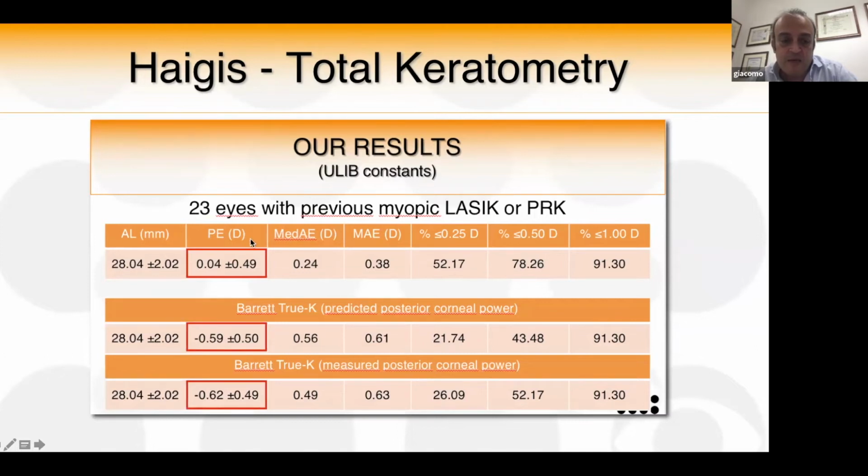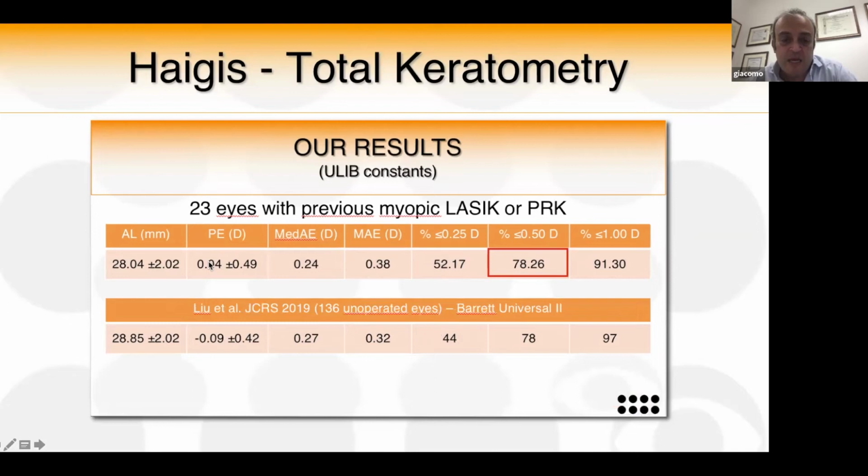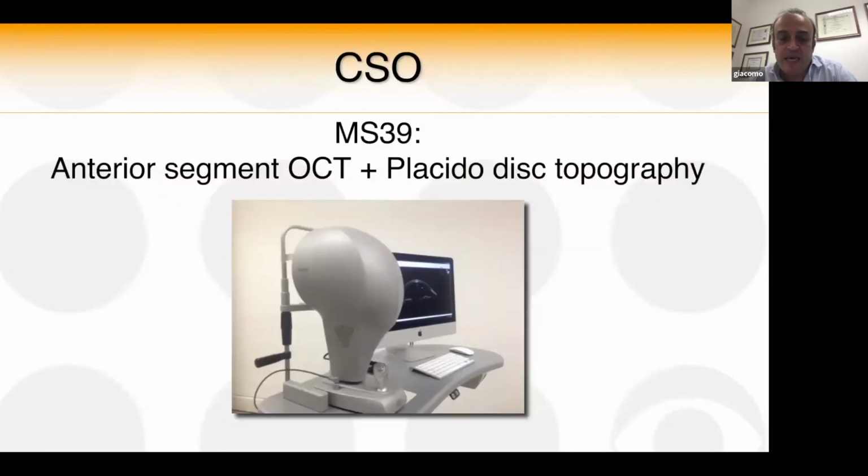And if you look, the Barrett True-K on average provides a myopic outcome, which does not occur with Haigis total keratometry, and the percentages are much better. And they are even close to those that we can obtain in long eyes without myopic excimer laser. And now let's come to the topic you invited, that is MS39.